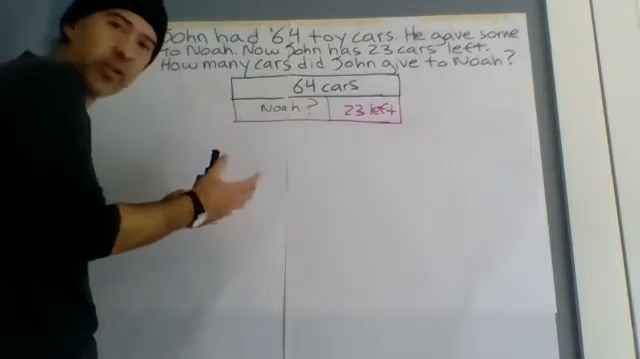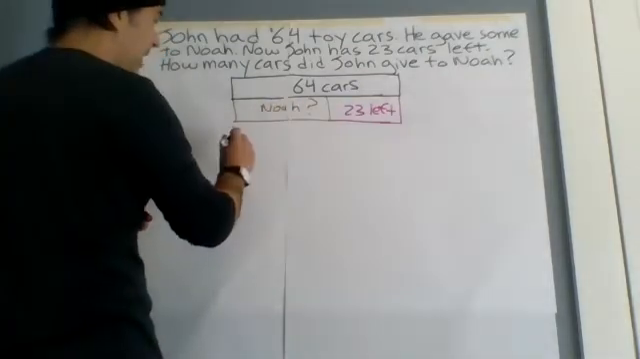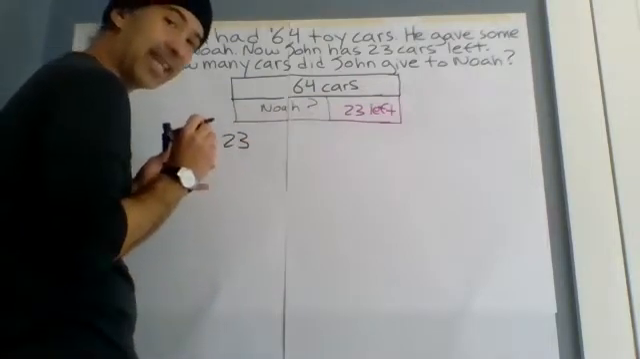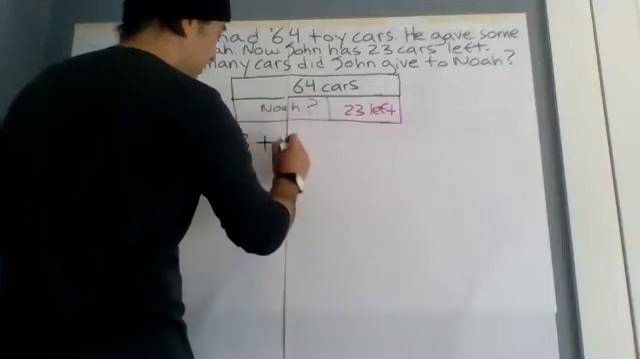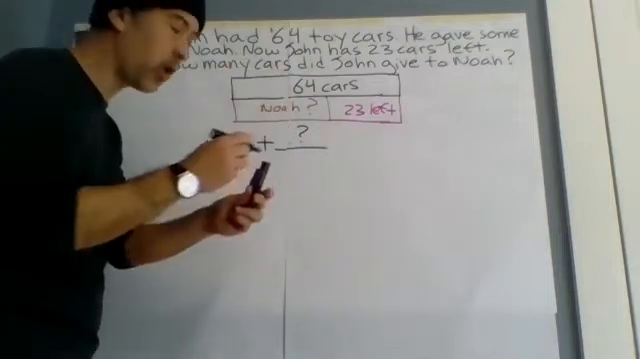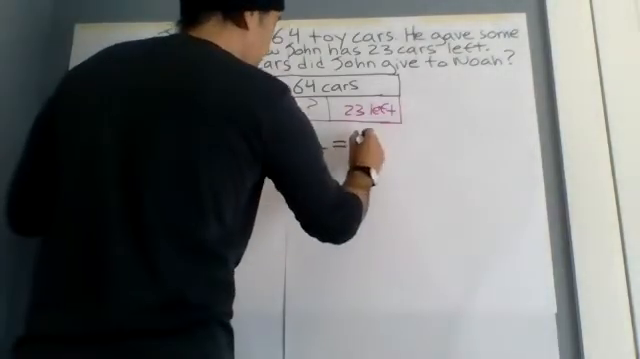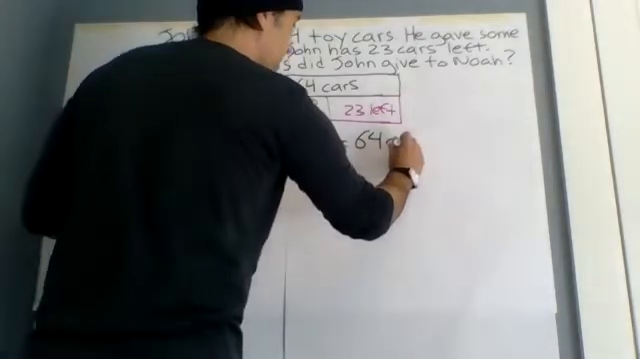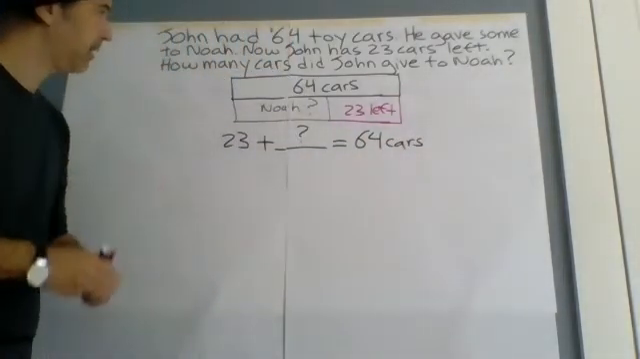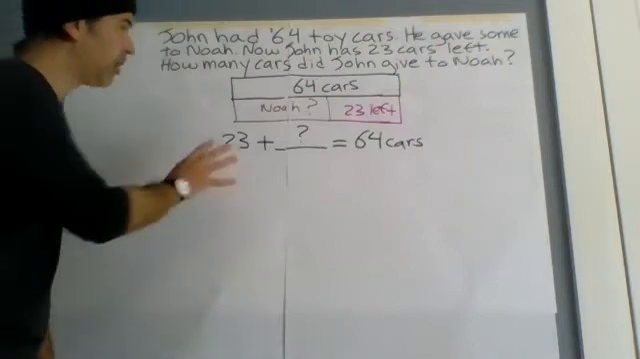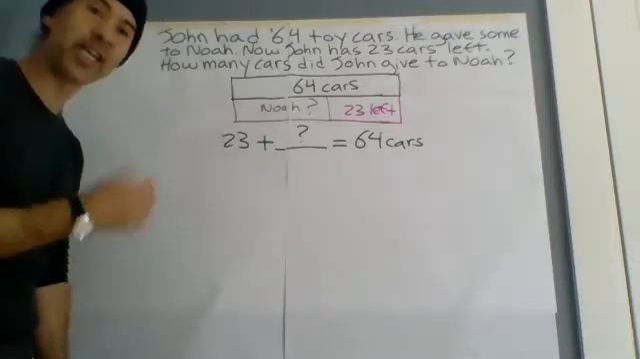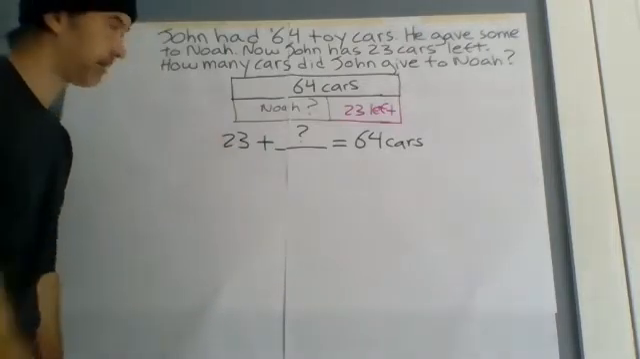I'm going to write an equation for this model. I'm going to say that the 23 cars he had left plus the amount he gave to Noah equals the 64 cars he has. Okay. Now I'm looking at this equation and now I'm thinking, what tool, what strategy can I use to add?